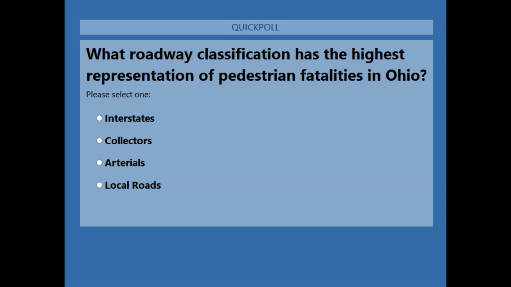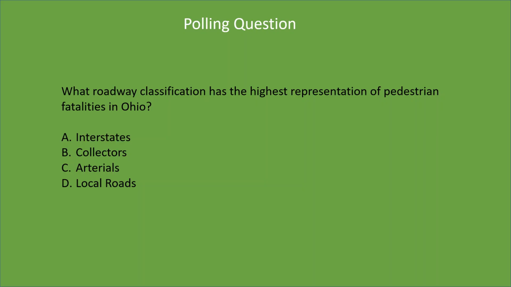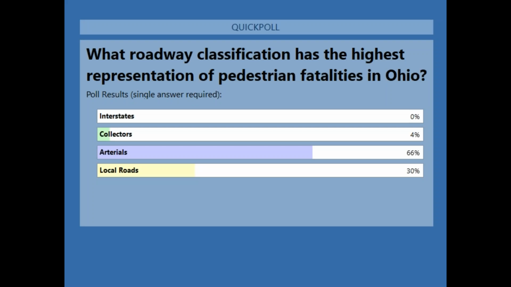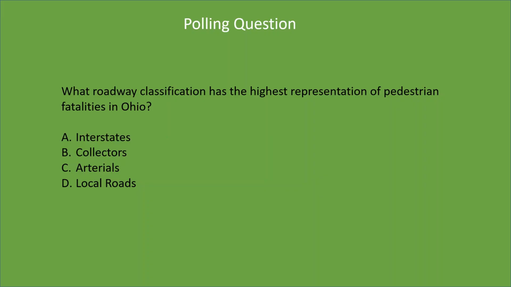All right, we're at about 30% voted. We're going to wait just a couple more seconds. All righty. All right. So we have 4% voted for collectors, 66% voted for arterials, and 30% voted for local roads. All right. The correct answer there is arterials. Arterials make up about 55% of our pedestrian fatalities in the state.